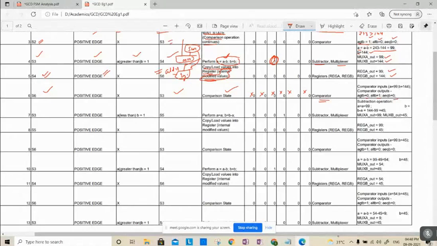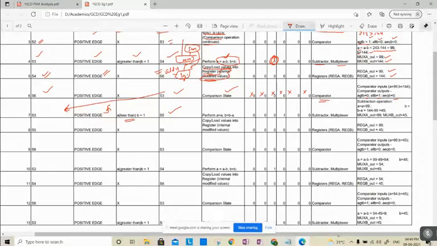Now S3 state plus the positive edge. S3 state plus positive edge plus A less than B is equal to 1. It enters into S5 state. A is less than B, hence the new value of A will be the same previous value. The value of B will be equal to B minus A, with B load.